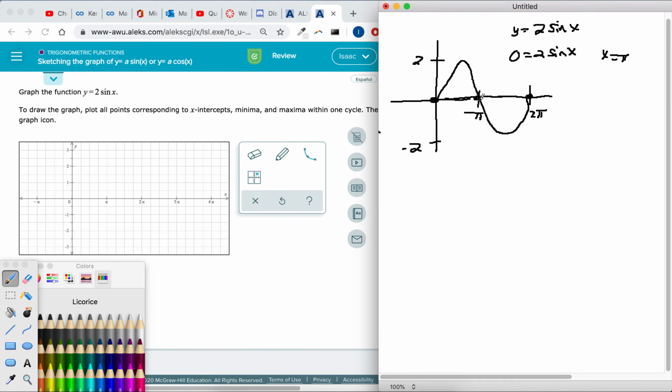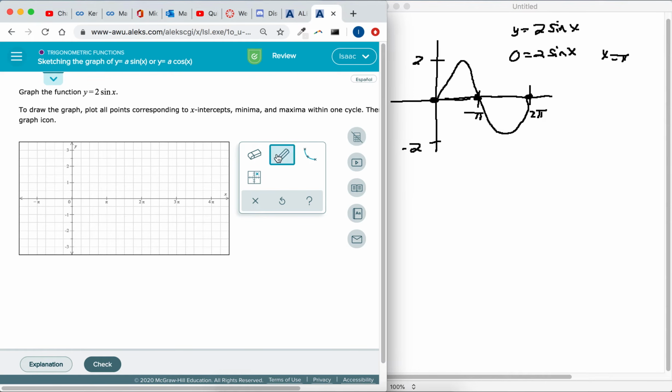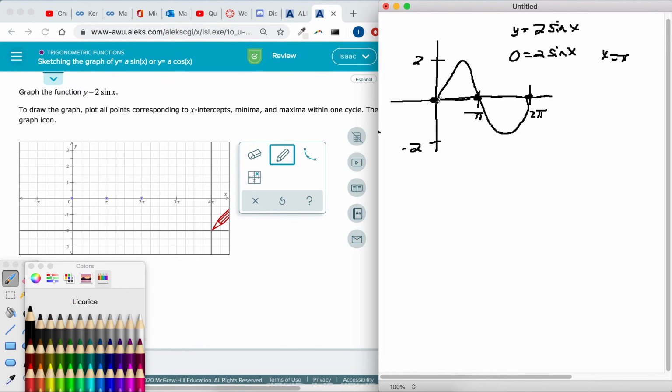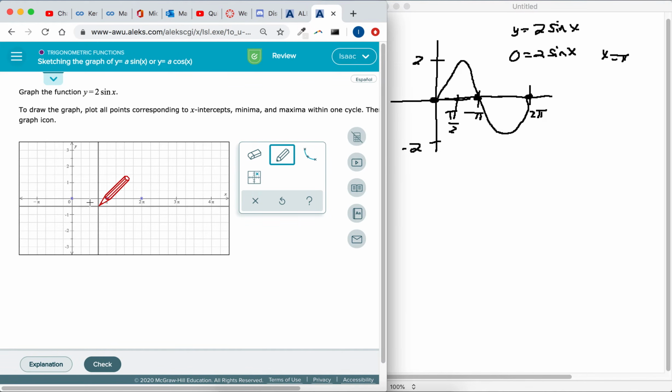So we got 2 x-intercepts. It crosses the x-axis at pi, crosses the x-axis at 2 pi, and then also at the origin. So there's 0, here's pi, here's 2 pi. We also need to make dots for the minima and maxima. So if this is 0 and if this is pi, then halfway between we should reach our little peak here. So pi over 2, halfway between those two. So here's where 0.5 pi is, pi over 2.